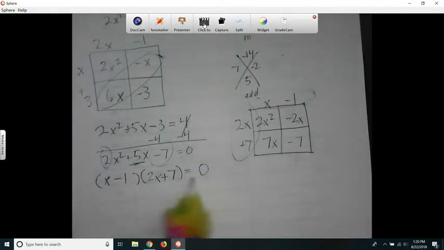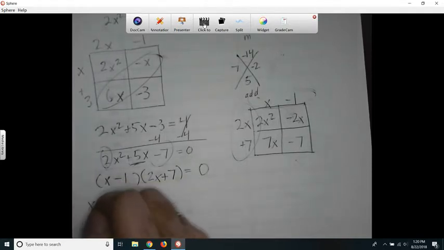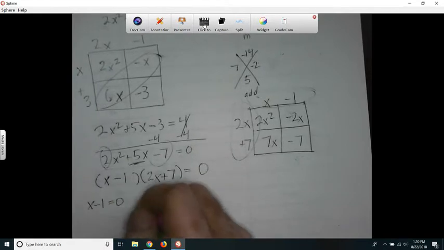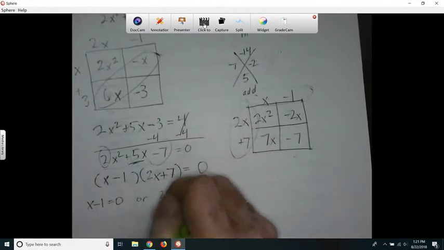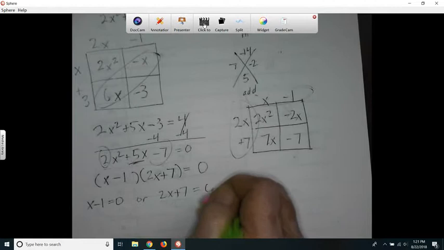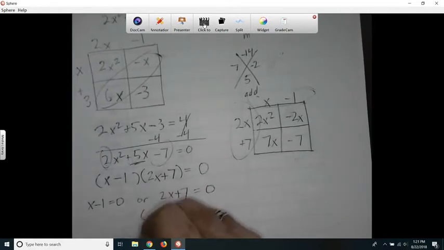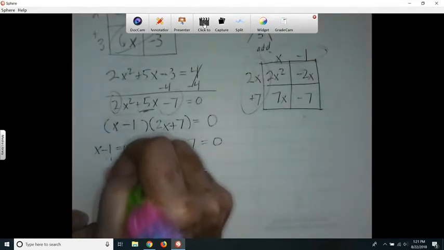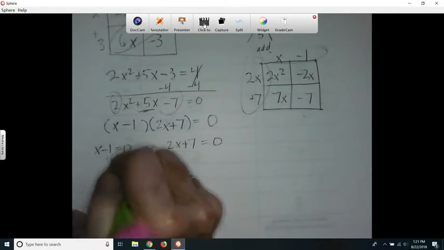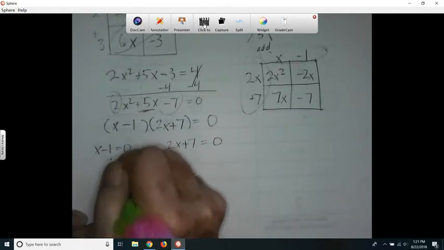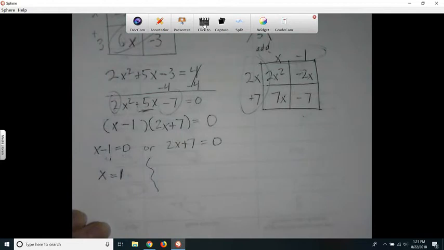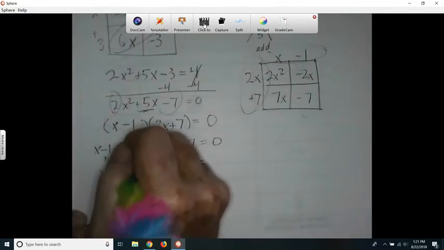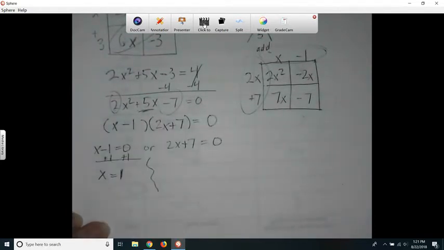And now I have this, I have something times something equals 0. So that means either x minus 1 equals 0, or 2x plus 7 equals 0. One of those two things must equal 0, or else when I multiply them, I wouldn't have a 0. So if I add 1 to both sides, then I get x equals 1.